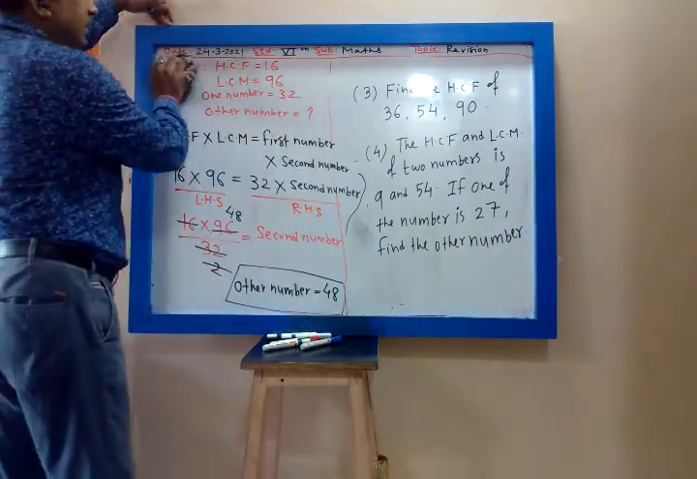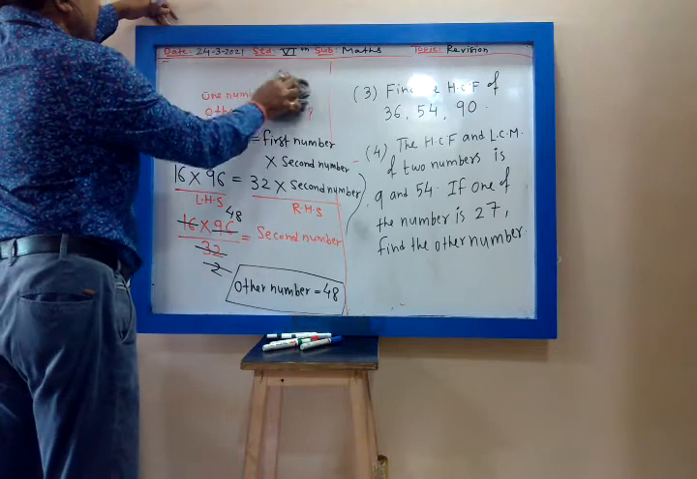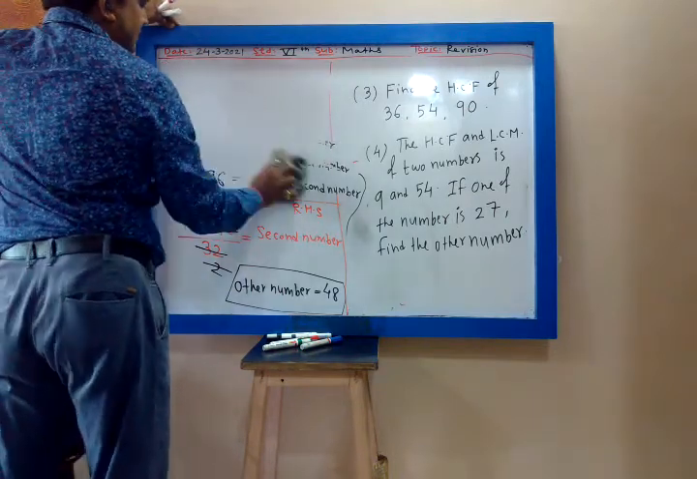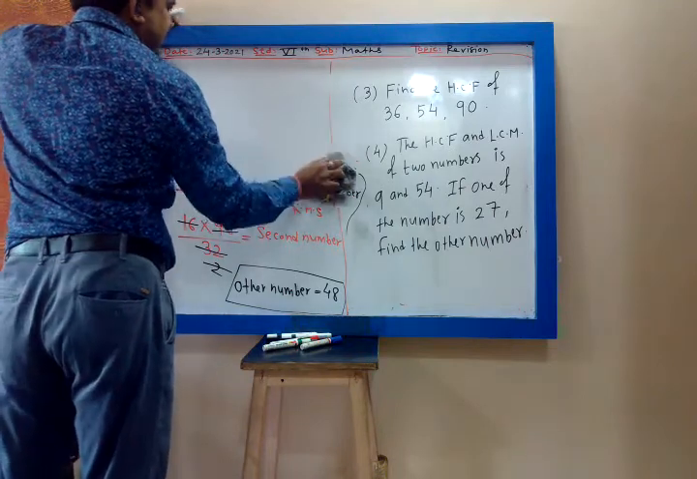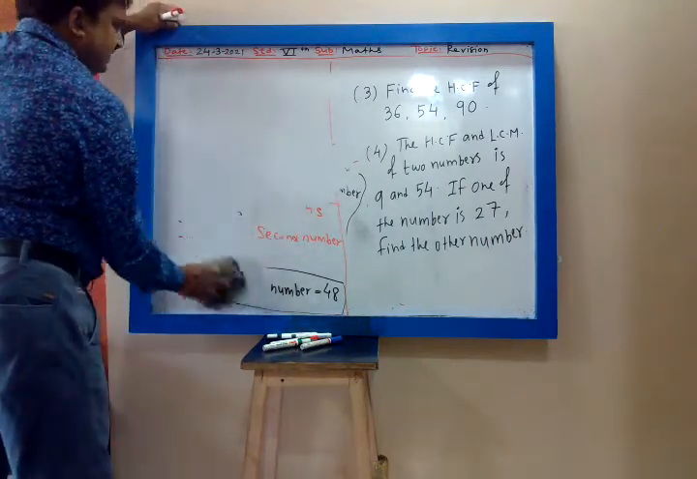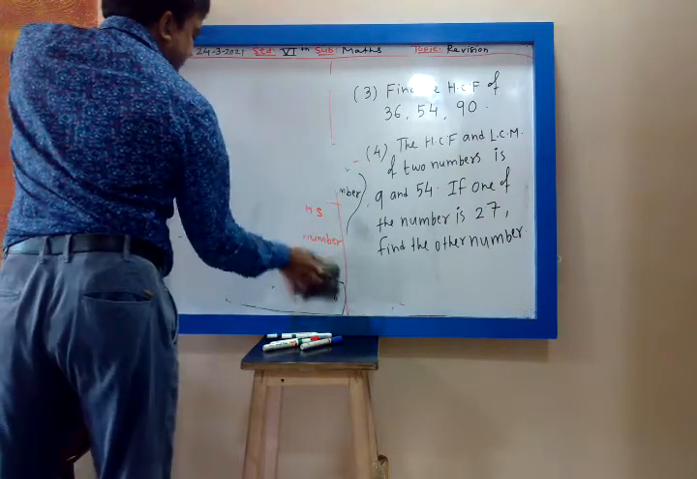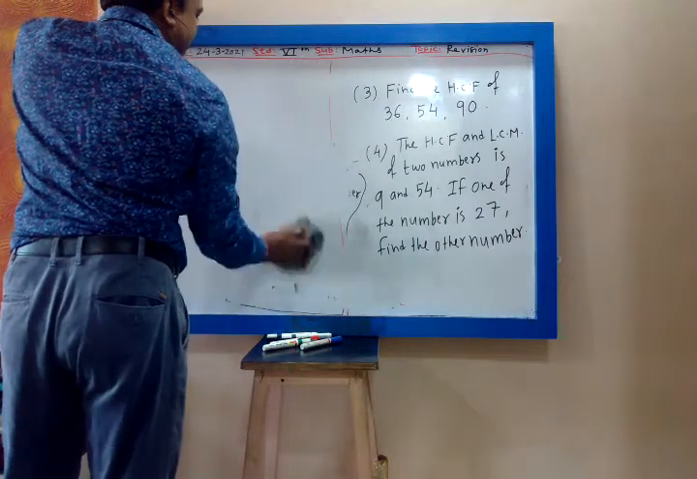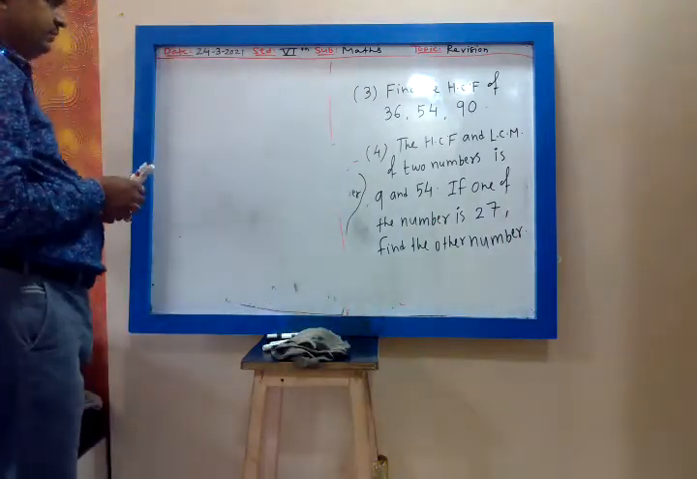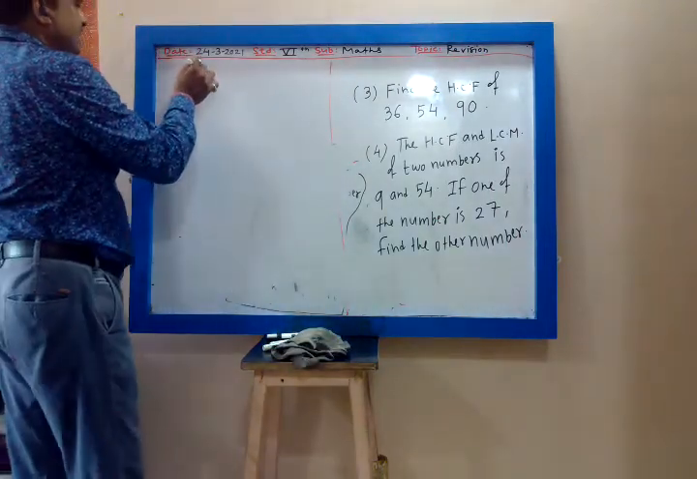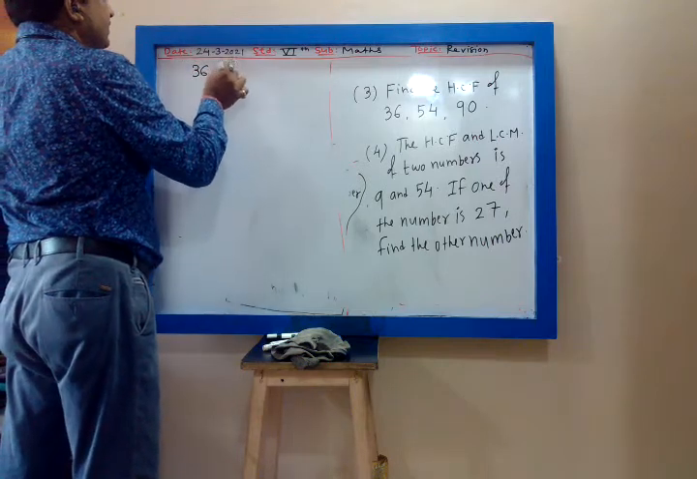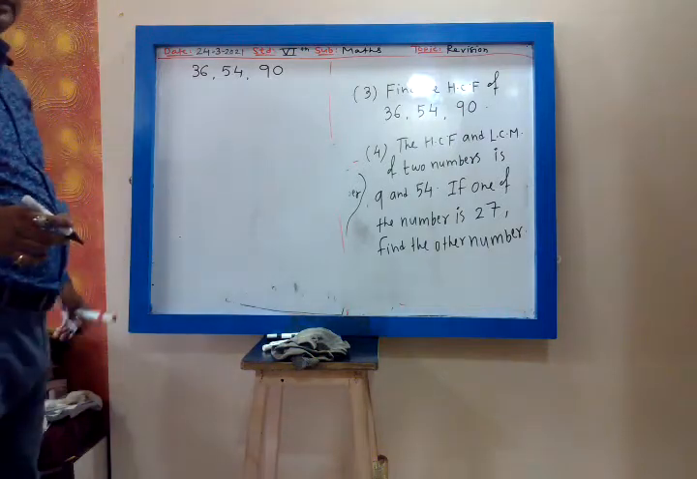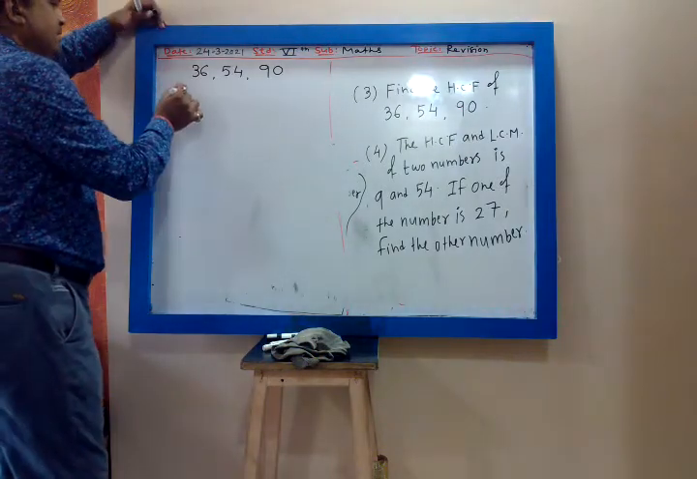Now let me explain the third one, for those who have missed the explanation of the first. Find the SCF of 36, 54 and 90. We use the prime factorization method.